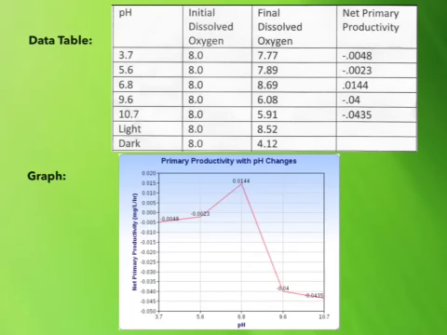Here are the data table and graphs for our lab. The highest value was calculated with the pH of 6.8, and it had a net primary productivity of 0.0144, while the more basic solutions had much lower negative numbers than the more acidic solutions.